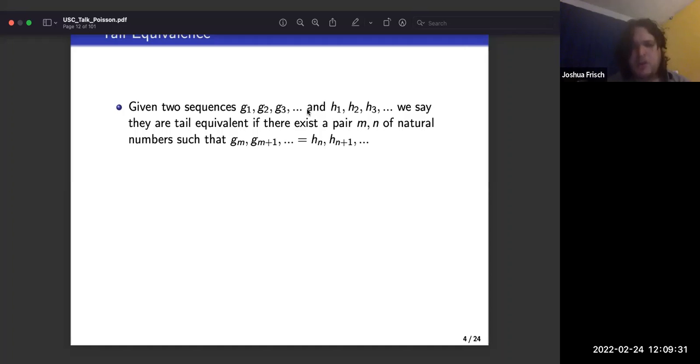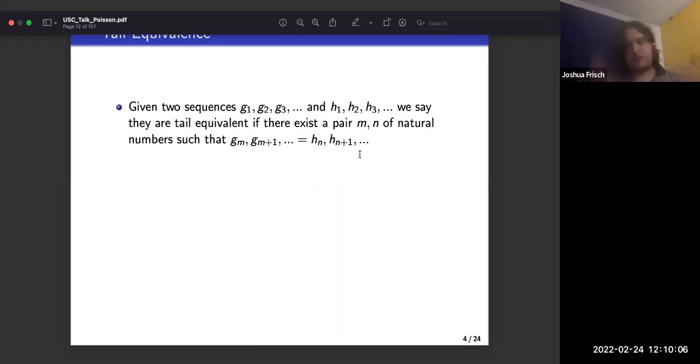So given two sequences, G1, G2, G3, and so on, and H1, H2, H3, H4, and so on, we say they're tail equivalent if we can find a pair M and N so that G_M is equal to H_N, G_{M+1} is equal to H_{N+1}, G_{M+2} is equal to H_{N+2}, and so forth. So basically, they might be off by a time shift. They might differ in finitely many spots, but other than that, they look exactly the same.